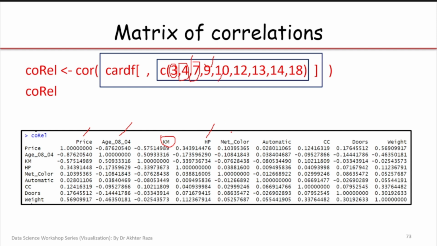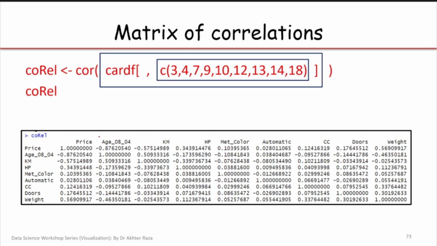Column 10 is metallic color. Column 12 is automatic, yes or no. Column 13 is CC. Column 14 is the number of doors: 3 doors, 4 doors, 5 doors. And column 18 is the weight of the car. So these are the scaled variables which I use for finding the correlations. Some of the correlations are positive, some are negative.